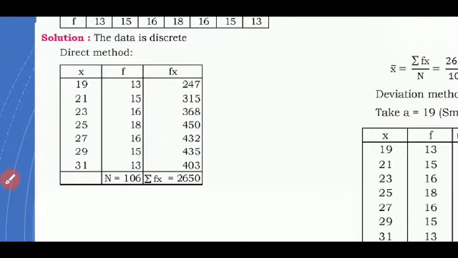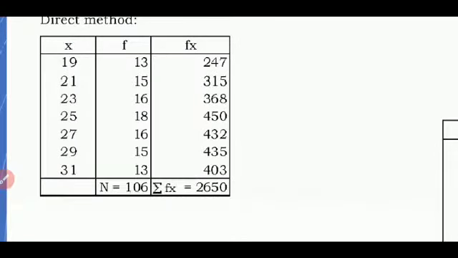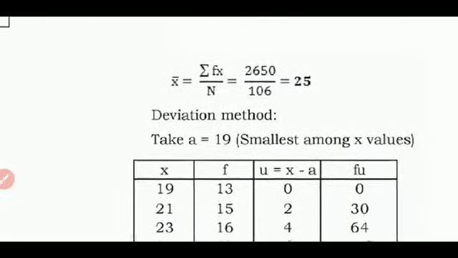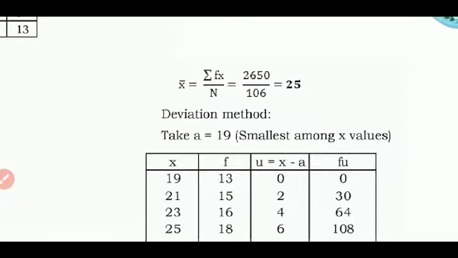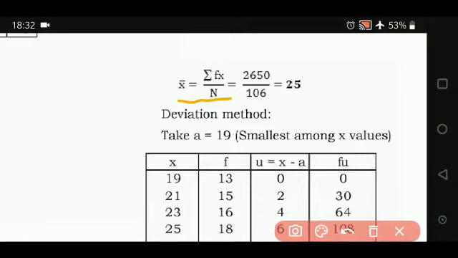So we write the data in this particular form. X and f: 19, 21, 23, 25, 27, 29, 31, and the f values are given. Now what is the formula for the direct method? X bar is equal to summation fx divided by n.